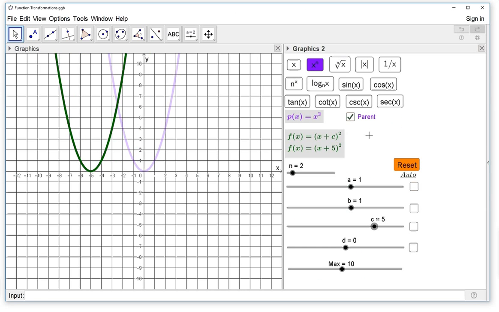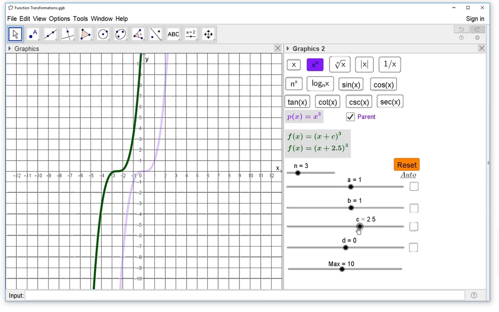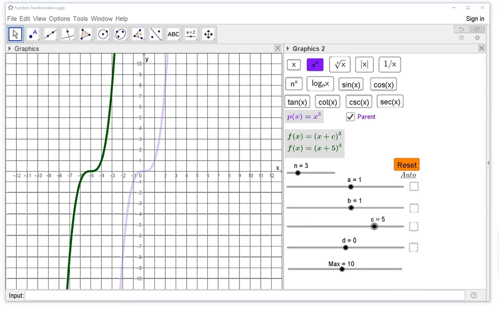Again, let's look at another one. Let's look at x cubed. Again, we can see that when we make c equal to positive 5, it also shifts 5 units to the left from the parent graph. And again, that has to do with algebraic compensation. We have to subtract 5 in order to end up with the same y value. So the best way to remember this is whenever c is positive 5, the graph will shift to the left.